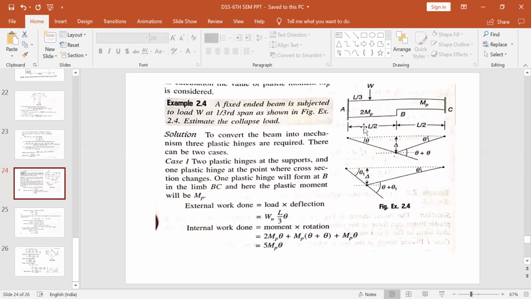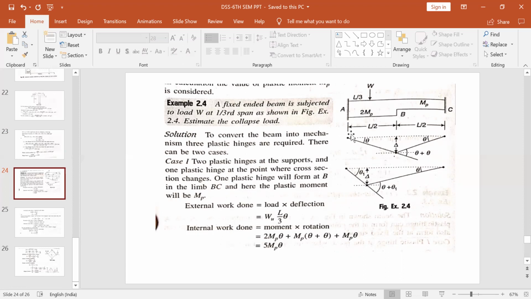Now this is virtual load you are applying, displacement you have got. So you know what is the external work. What is the internal work? Moment into rotation. So what is moment here? 2 MP into theta, okay, plus MP into 2 theta plus MP into theta. So plastic moment is formed here, here, and here.